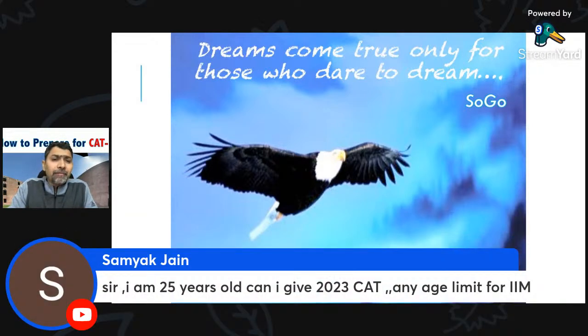Sir, I am 25 years old. Can I give CAT? Is there any age limit for IIM? Samaik Jain, I don't think there is any age limit for CAT at IIM, right? I have also given it, so anybody can appear. In our batch there were people who were like 60 years of age. There were people who were as young as 21 years.